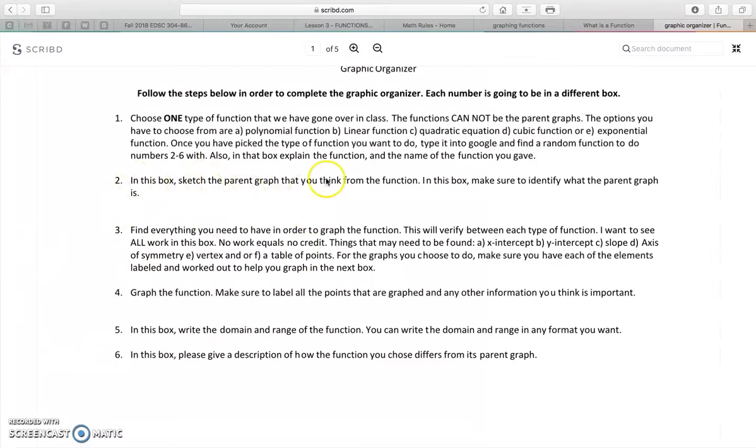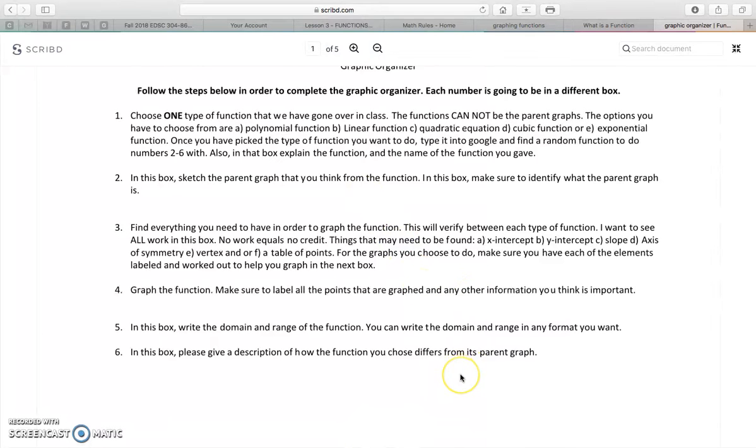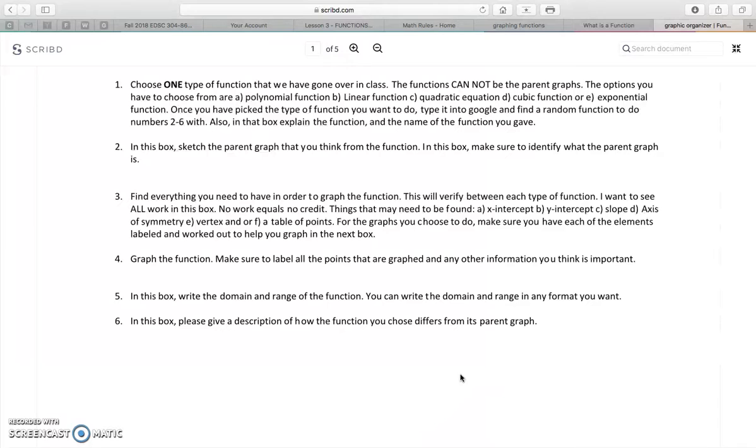In the second box here, they're going to sketch the parent graph of the function. They need to make sure to identify what the parent graph is. In the third box, they are going to do any type of work they need to do in order to get to the graph. So they need to identify the vertex, the x-intercept, y-intercept, slope, axis of symmetry, anything that is needed for the graph or anything that I test on, they need to have in that box, neatly labeled and worked out for me to see.